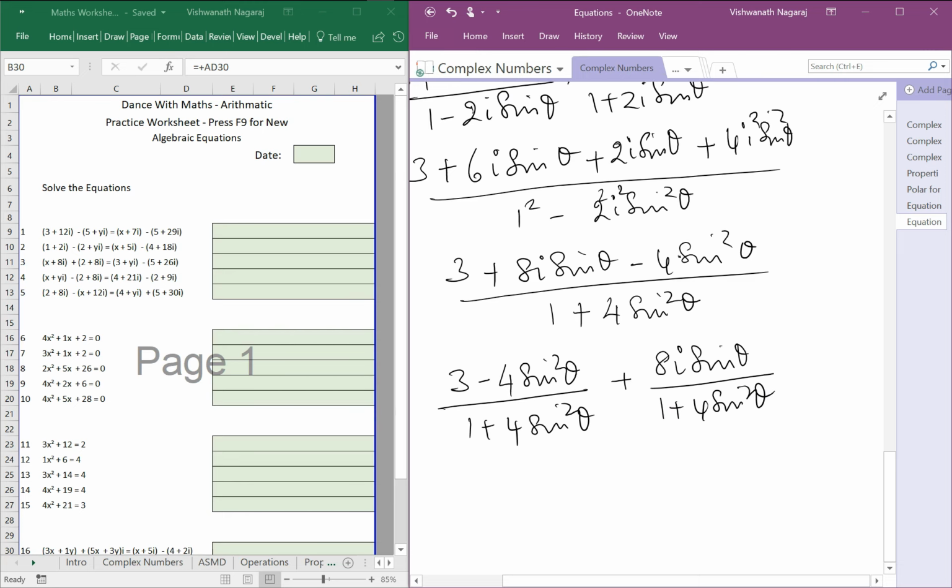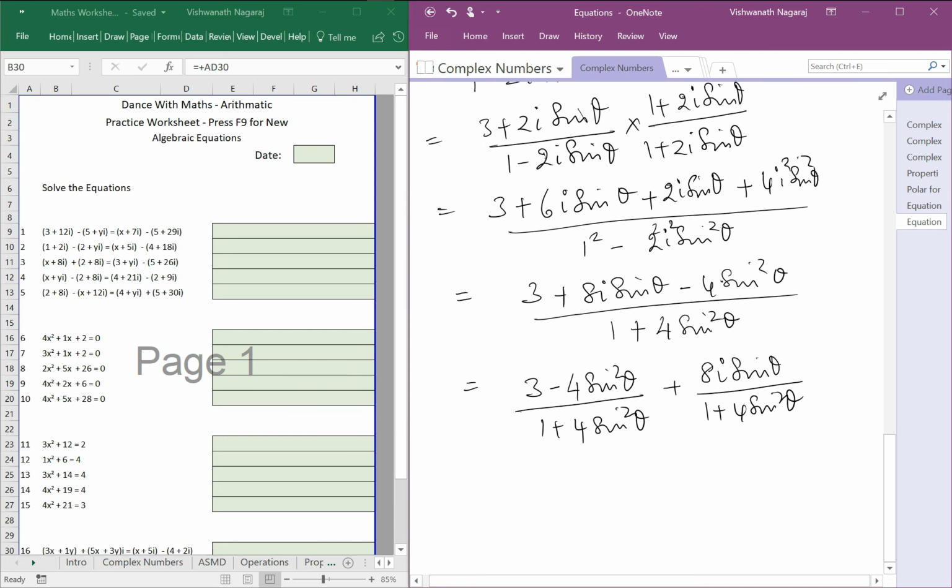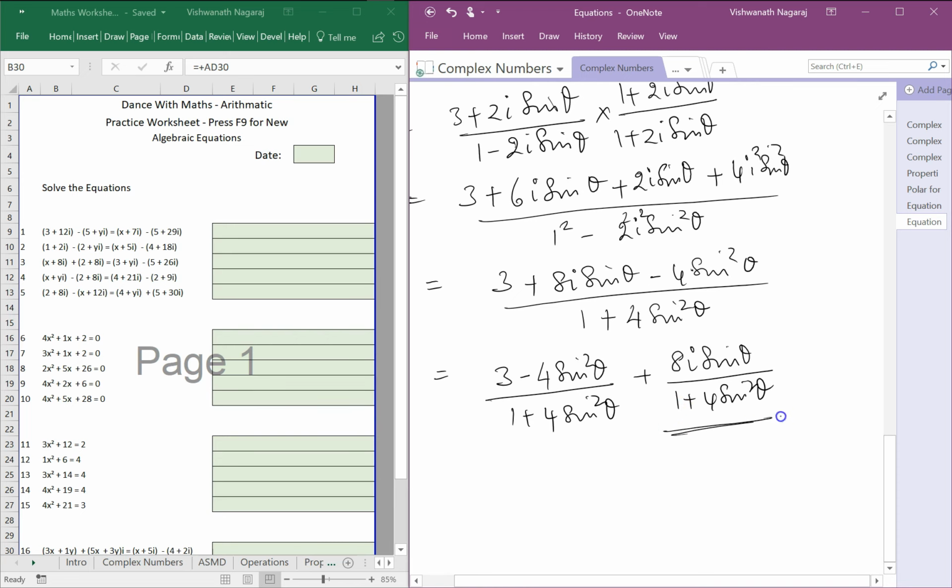Now here, if you notice, this whole thing would be a purely real number only if this imaginary part is equal to 0, right? So let's equate it to 0 and see what happens: 8i sinθ by (1 plus 4 sin²θ) equal to 0.